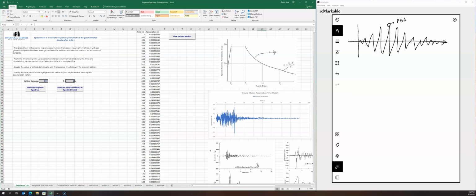So using this particular accelerograph, how can you go from here to generating something like this for different sites, right?